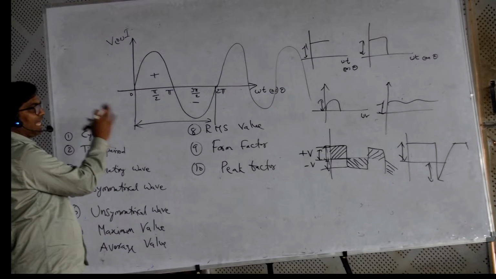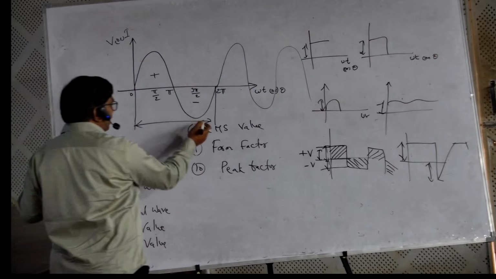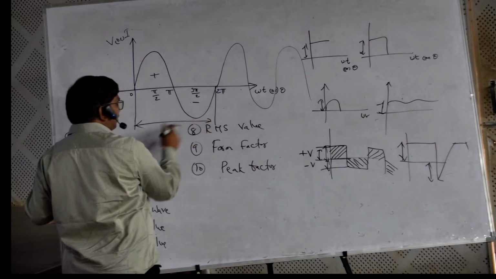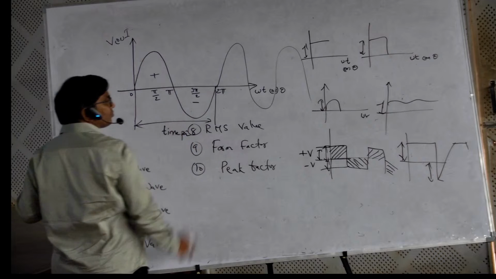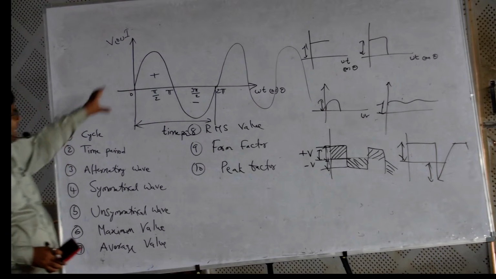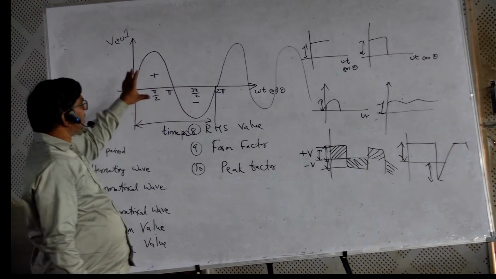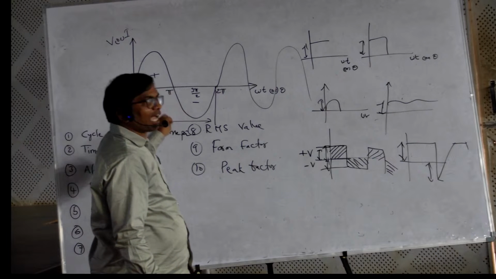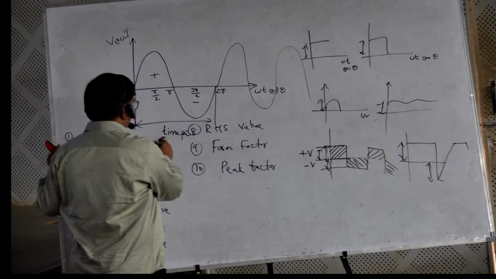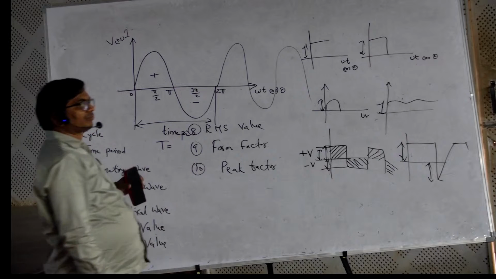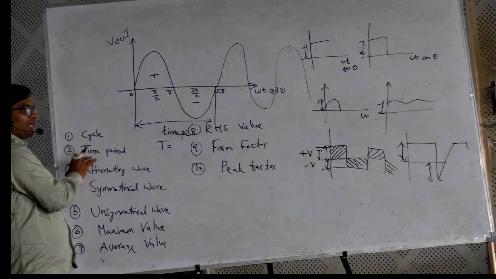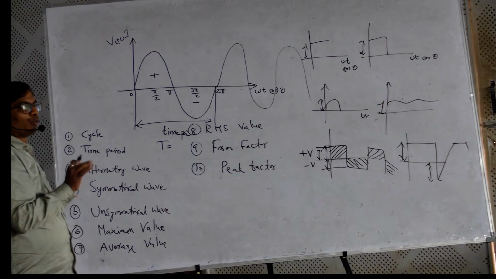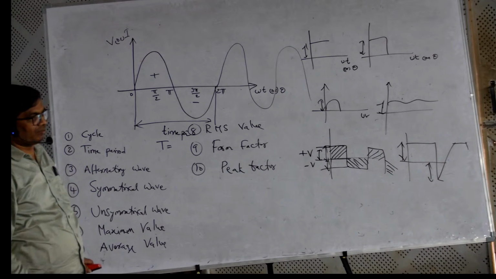So the wave has a cycle. What is the value here? It is in time; we can say it is a time period. This cycle is completed in a time period, denoted by capital T. So what is the definition of time period? Time period is nothing but the time taken to complete one cycle.